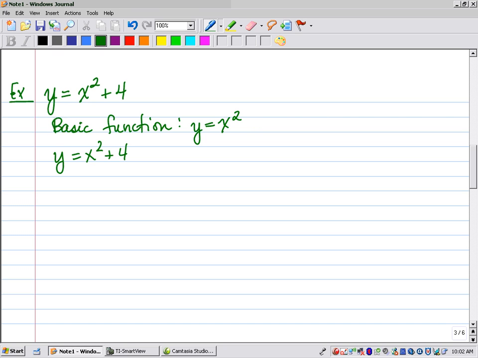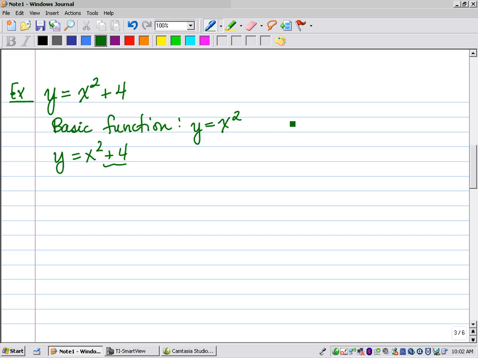Anybody know? Right, we're adding a number, plus 4. So we would expect that the graph of y is equal to x squared is going to shift up 4 units. Well, what is the graph of y is equal to x squared? I hope you understand those basic functions.